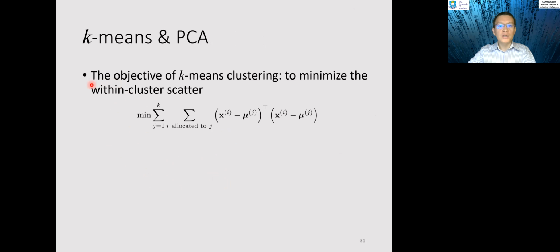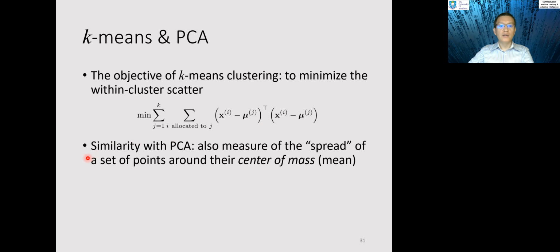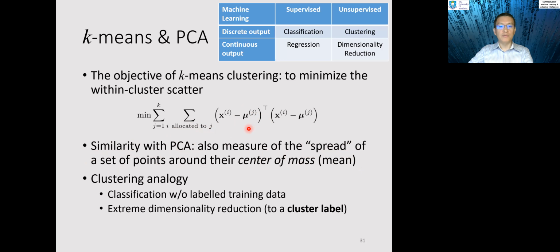So the objective of k-means clustering can be written as to minimize the within cluster scatter, written like this. You may notice this is similar to PCA, and it also measures the spread or the scatter of a set of points around their center of mass, that is the mean. But here, the mean is for each cluster j. So that is the k-means objective.